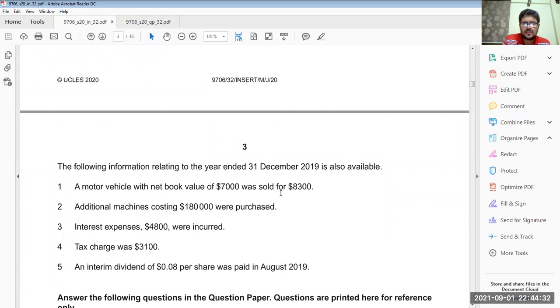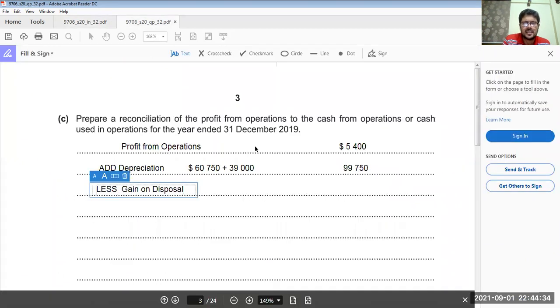Motor vehicle of 7,000 sold for 8,300. It means 1,300 is gain on disposal. It is going to be deducted because this profit is not generated from operations. So we are going to deduct it from the profits because that might have been included in the income statement in the profit. We have to deduct it over here.